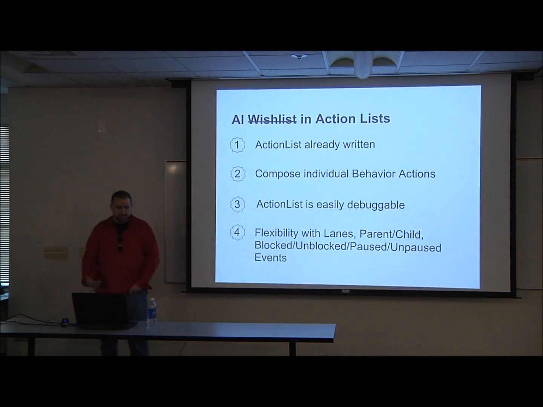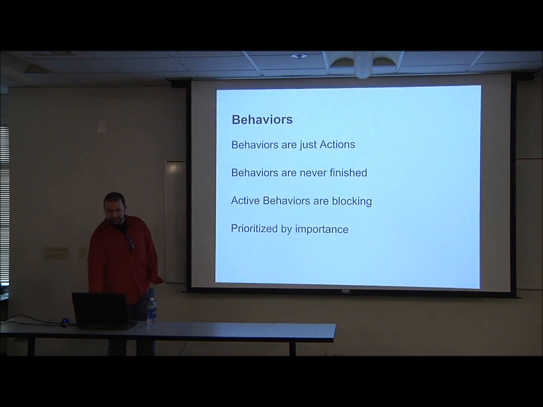So for ease of use, we already wrote an action list. If we just reuse the action list, we don't have to write any extra architecture. That one's done. We can compose behaviors by having individual actions, where an action represents a thought process of the character rather than something the character does. The action list is debuggable, and any flexibility we need beyond the basic action list, we can get with all those cool features that I talked about a little while ago.